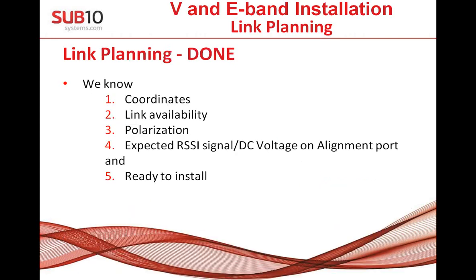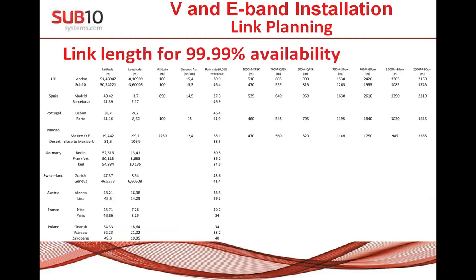Okay. Now we are ready for installation, because we know the coordinates, we know the link availability. Based on the calculation in our tool, you will know what polarization you will use, and you also know what DC voltage on the alignment port has to be reached to be sure that your alignment is proper. Back to this availability, I made this calculation for some selected cities using our tool, with all products, just to present how important it is that this calculation is done.